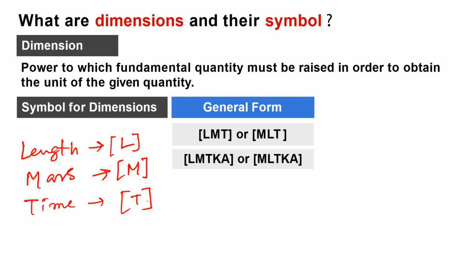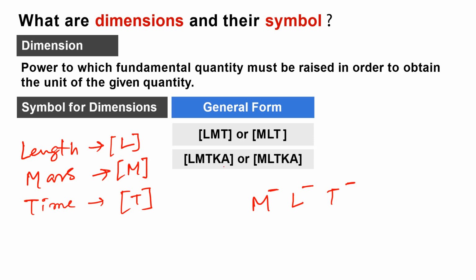That means the exponents I have not written. It can be L square, M cube, T to the power minus 2. In that form you have to represent it. Otherwise it can be represented as MLT, where the power of M, the power of L and the power of T are to be substituted, then you can represent any of the quantities.